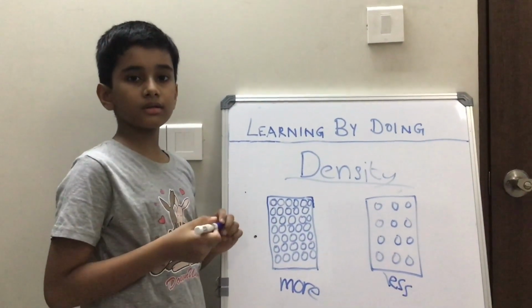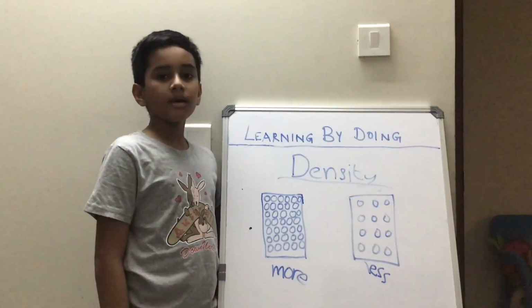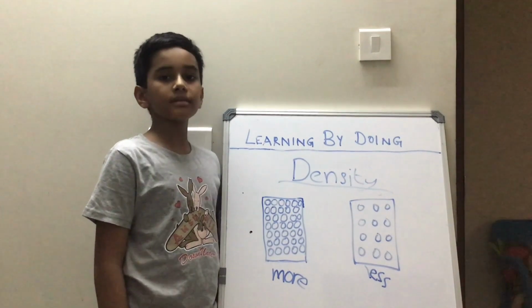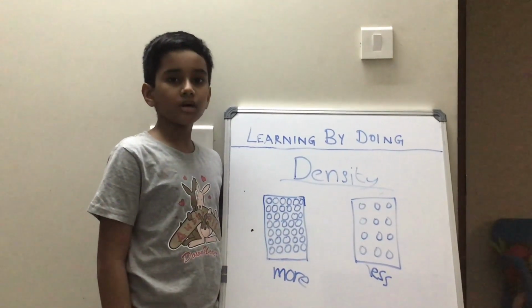So this is basically density. It's why more dense objects compared to water sink, while less dense objects compared to water float.